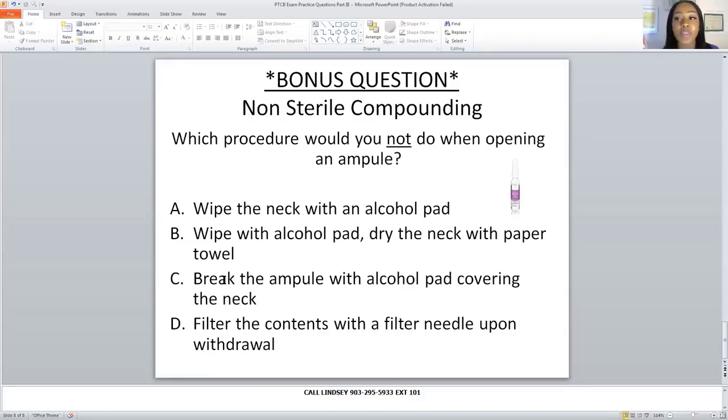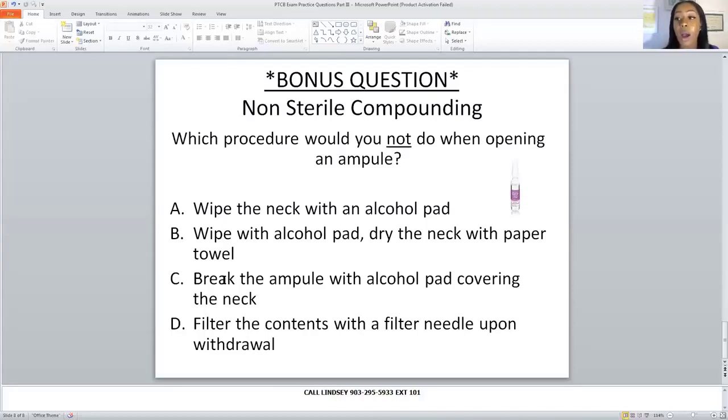The bonus question for tonight comes from Non-Sterile Compounding. Which procedure would you not do when opening an ampule? The key word is not. Some of y'all don't be paying attention to some key words. That's why y'all getting these answers wrong. You better make sure you're paying attention to these key words. The word is underlined. Pay attention.